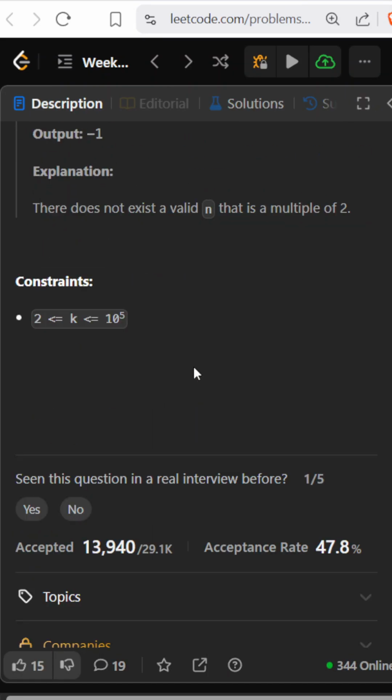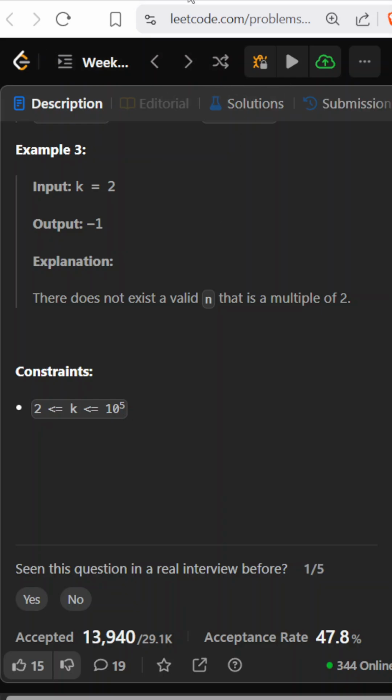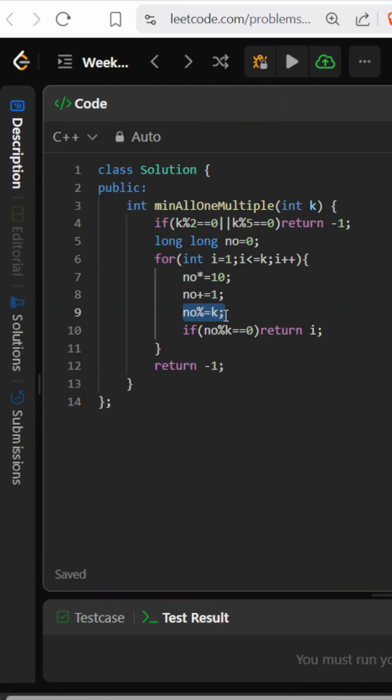Why? Because the number can be very large, and to accommodate it, that is why I'm taking the modulus k. Then I'm checking whether the number formed modulus k is 0 or not. If it is, I will return that length, because I need to find the minimum, that is our smallest. Otherwise it will be -1.